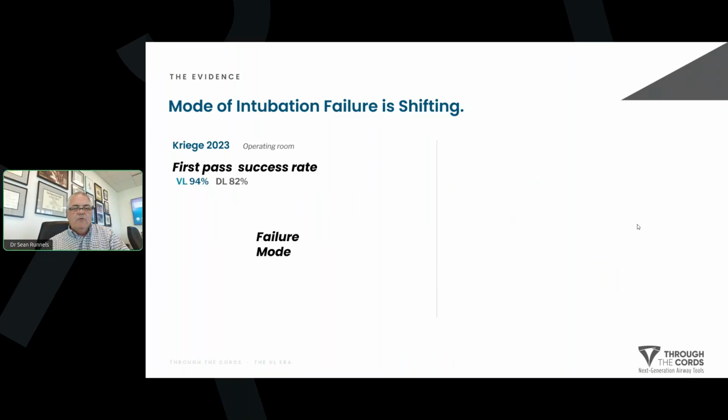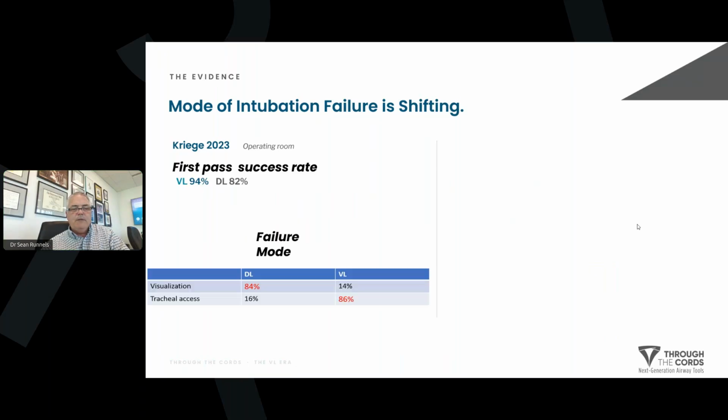Interestingly, they asked, when you failed with a first pass attempt, why did you fail? And in the secondary data, we can see with direct laryngoscopy, visualization failure made up 84% of the failures. With video laryngoscopy, 86% of the failures were tracheal access failures. So you can see the shift.